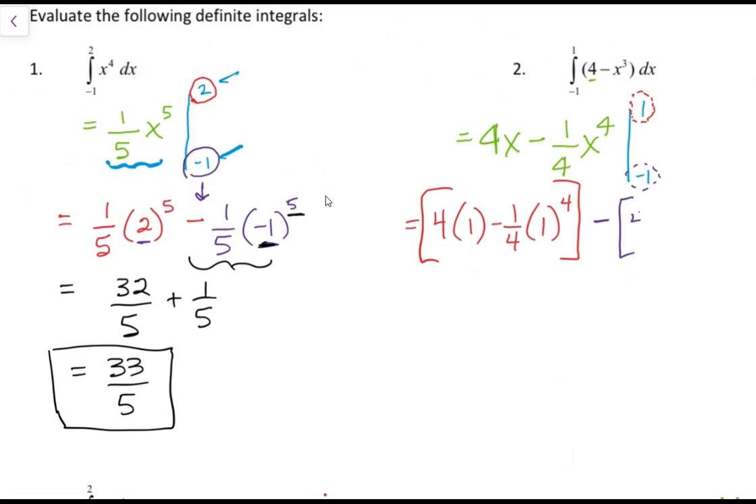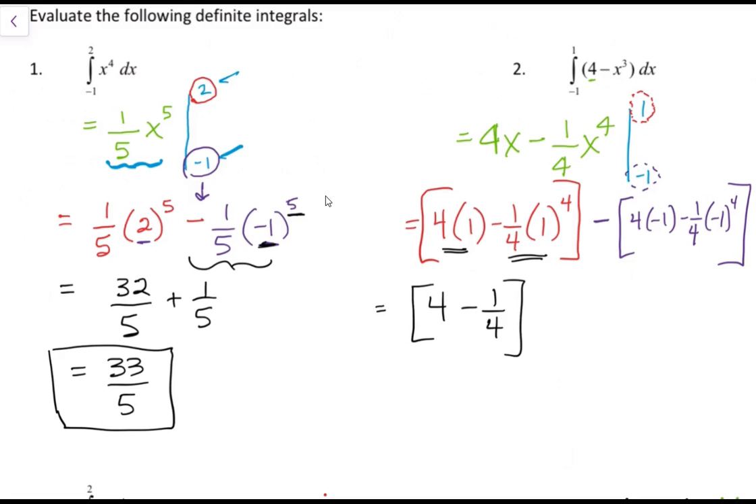So I'm going to have 4 times -1 minus 1/4 times -1 to the 4th power. The brackets are just showing the two different limits of integration and making sure that I don't make any mistake with my signs. So let's do the evaluation. 4 times 1 is 4, and 1/4 times 1 to the 4th is going to be 1/4, so this is 4 minus 1/4 in that bracket.